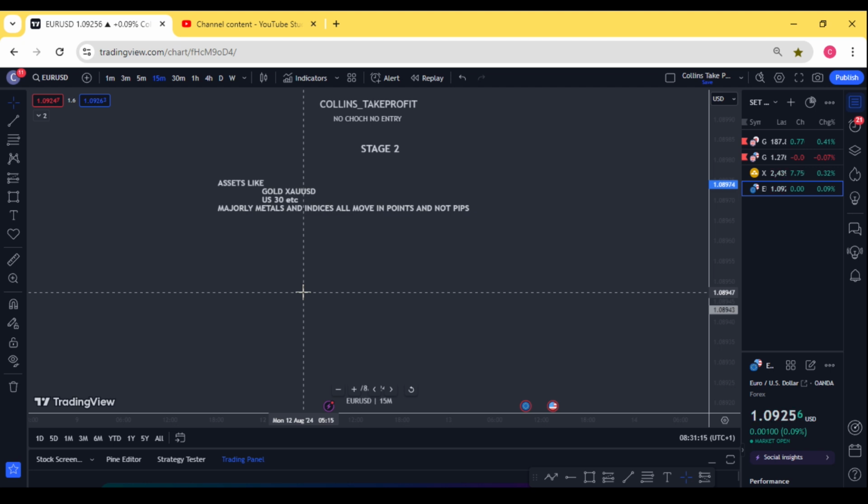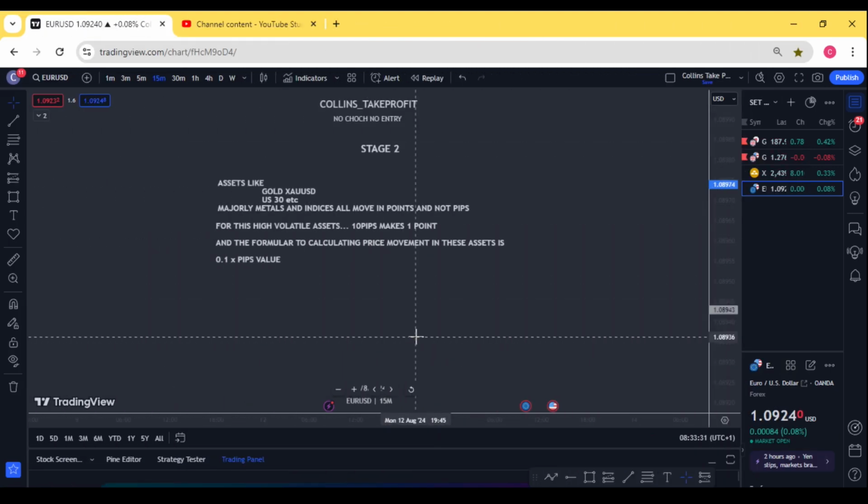Alright guys, the easiest way to calculate price movements in these assets is knowing this simple formula: 10 pips makes 1 point. And if 10 pips make 1 point, then the formula for calculating this price movement is 0.1 multiplied by the pips value. Note, I said pips value because we're going to calculate it in pips to make 1 point. So we multiply the pips value to get the points.